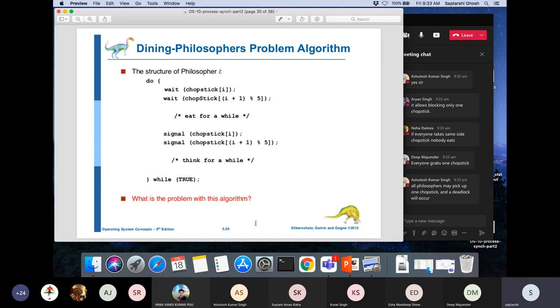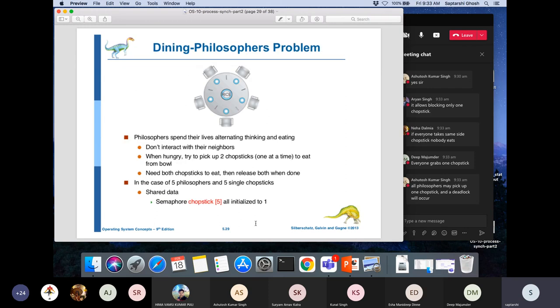So imagine that, let me just go back to that picture once. Imagine that everyone grabs the chopstick to his or her left side. Then all philosophers pick up one chopstick, and no one is able to eat, because you cannot eat with one chopstick, you need two.